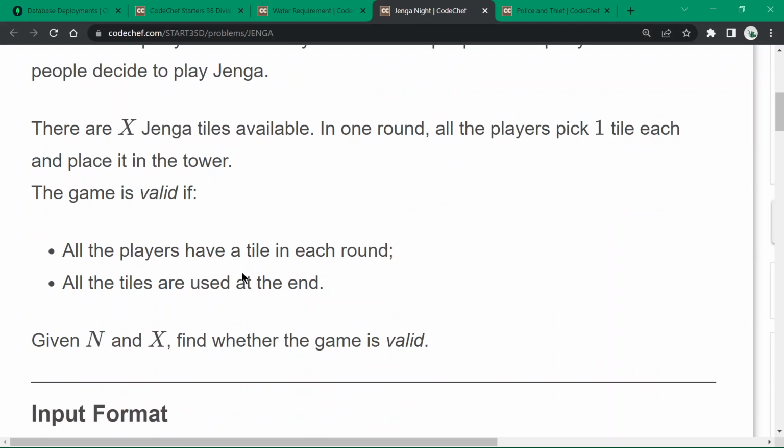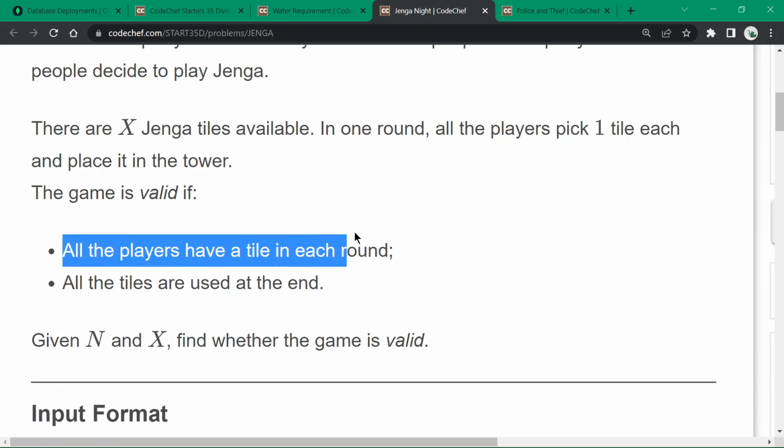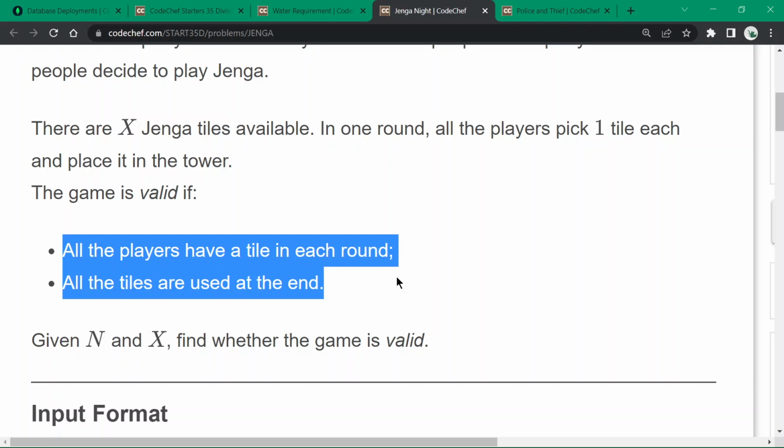The game is valid if these two conditions are satisfied. The first one is that all the players have a tile in each round, and the second one is that all the tiles are used at the end. So no tiles will remain, and in every round every person has at least one tile in their hand.